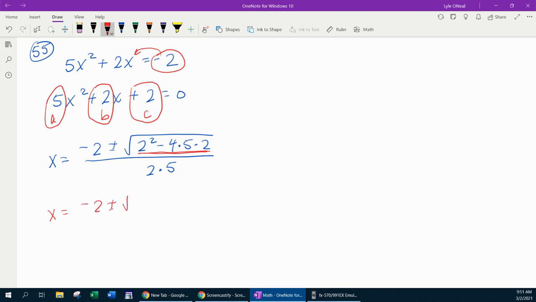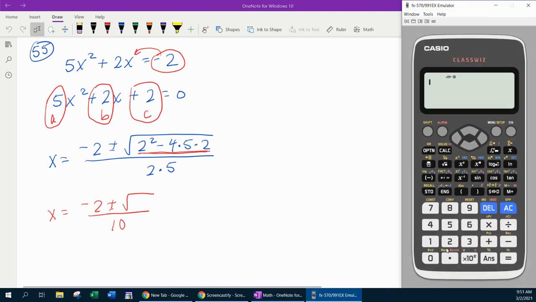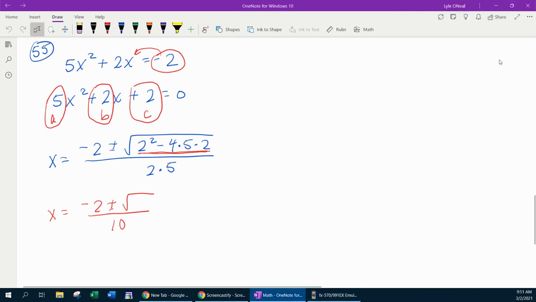Negative 2 plus or minus square root of, and we need to work that out. Now you can work that out mentally, manually, or electronically. I'm going to choose electronically just to make sure. 2 squared minus 4 times 5 times 2. Negative 36. Uh-oh, I got a bad feeling about this.